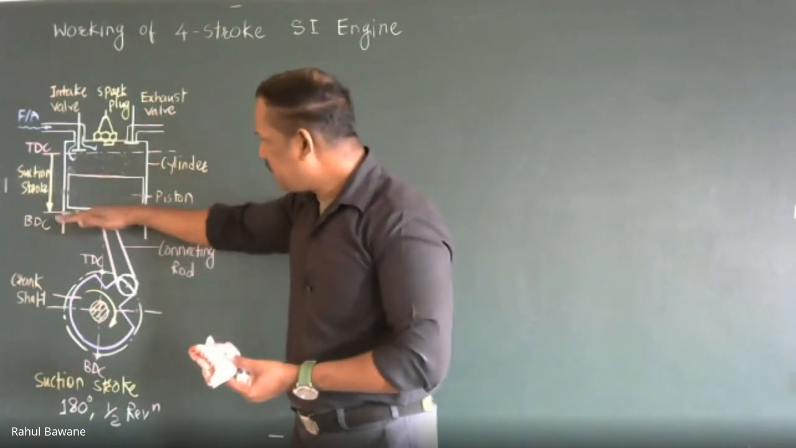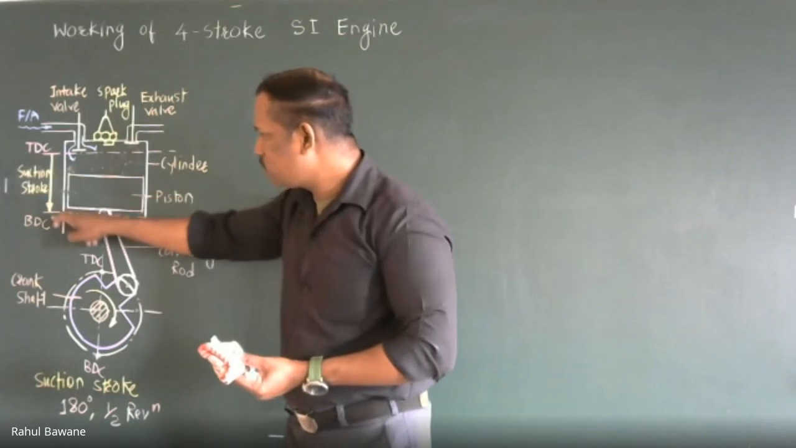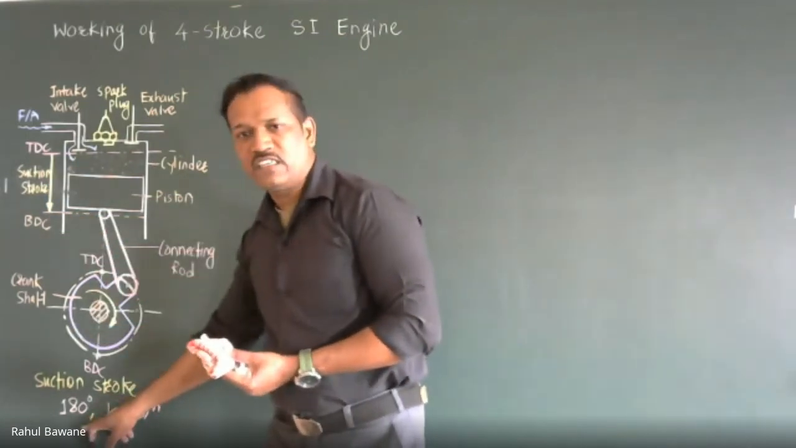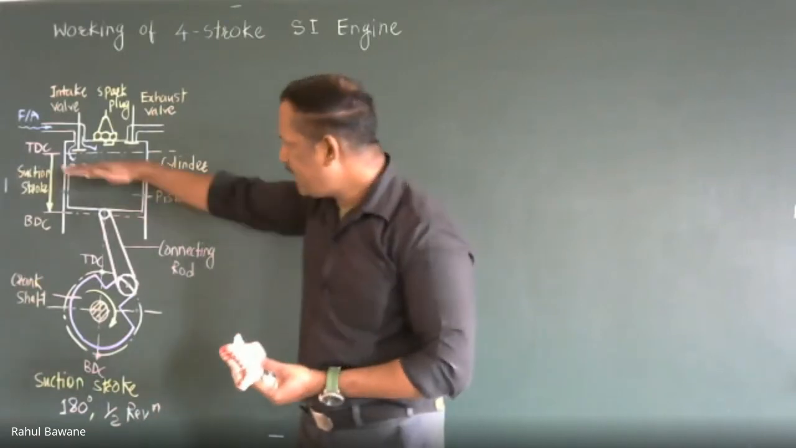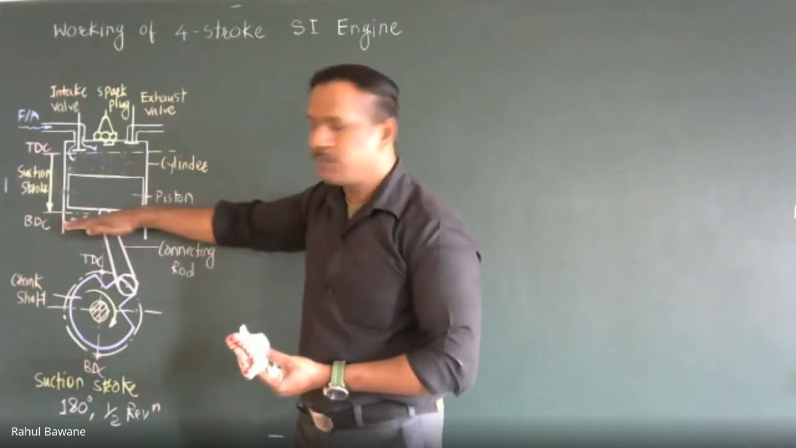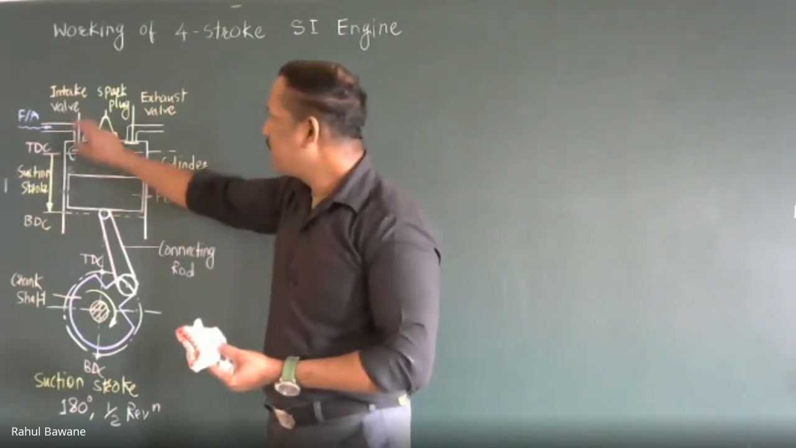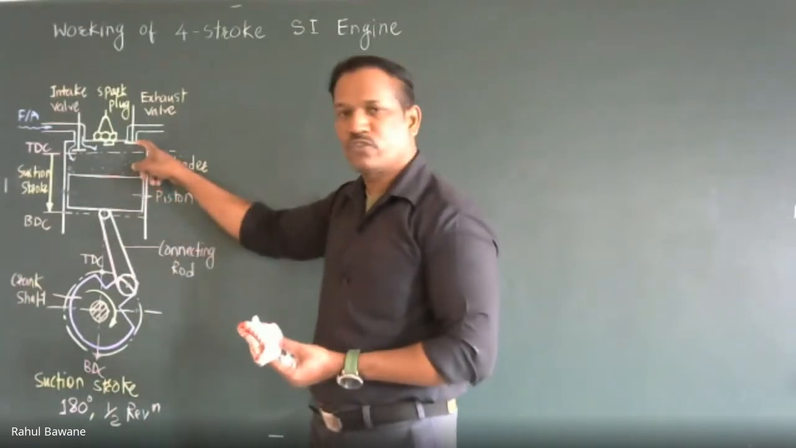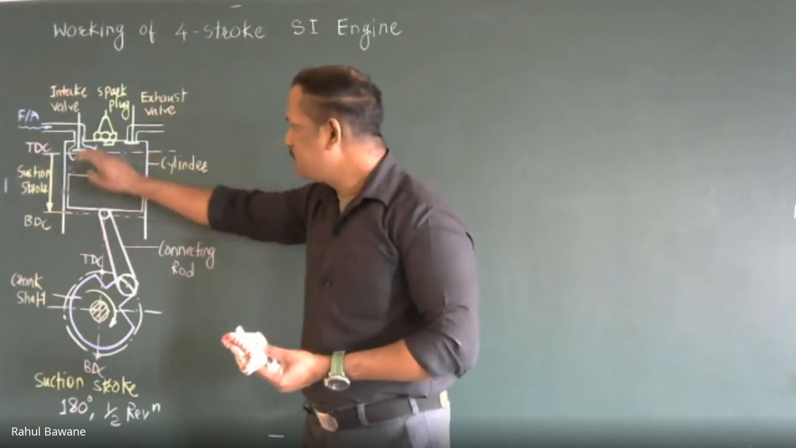This process is completed through one stroke, that is TDC to BDC, during which the crank rotates through 180 degrees, or half a revolution. And at the end of this suction stroke, when the piston reaches BDC, your intake valve gets closed. So initially the exhaust valve is closed, and when the piston reaches BDC, the intake valve closes.